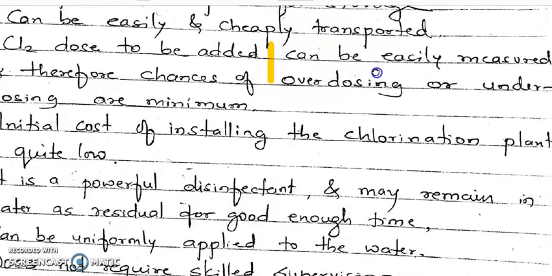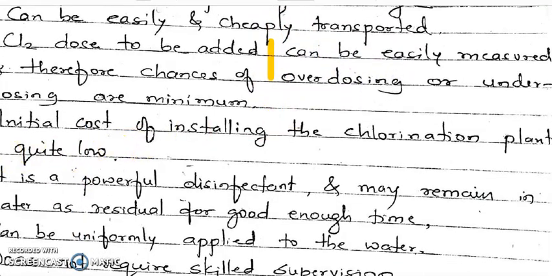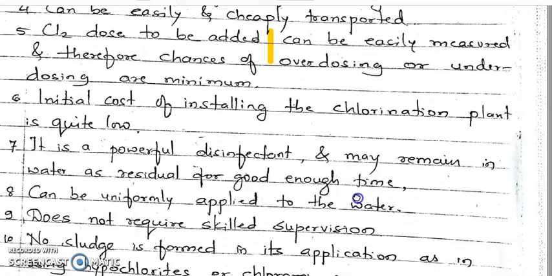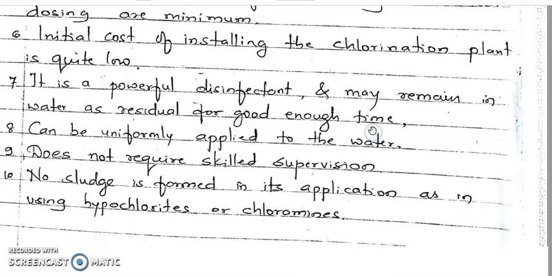The initial cost of installation of the chlorination plant is also quite low. It is a very powerful disinfectant and may remain in the water as a residue for a long time. So this is the most important character of chlorine. It is a powerful disinfectant, and it will remain in the water as a residue for a good enough time. Therefore, even if water gets recontaminated afterwards, the chlorine will continue its disinfecting action.